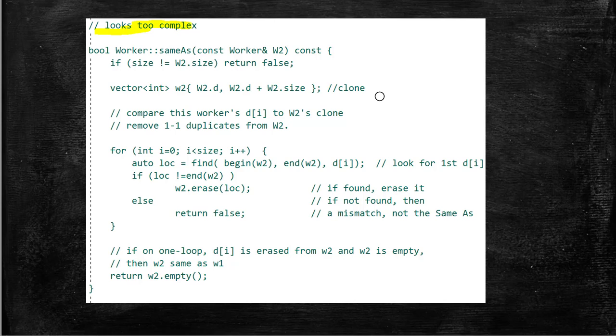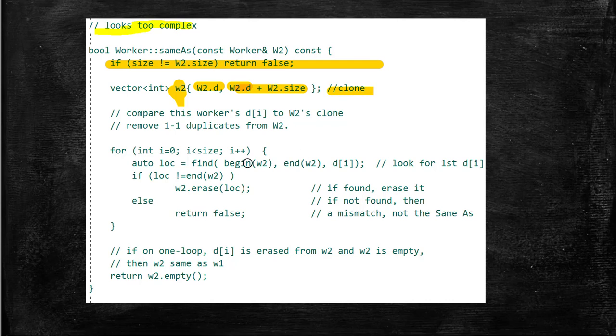Same as, well, that's a little different. What to do here? How to find if two are the same? One, if they're not the same size, they can't be the same. Another method would be I could take worker number 2. I use a little w here. Make a clone of it from beginning to end. Make a clone of that worker.